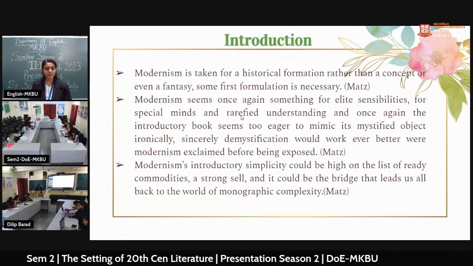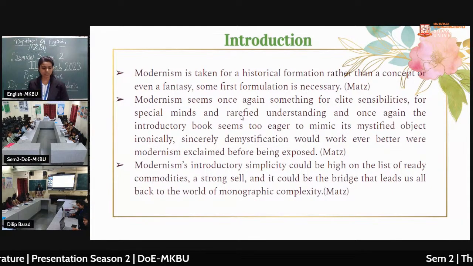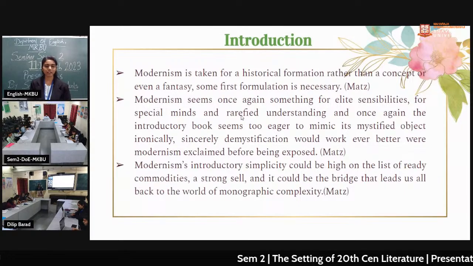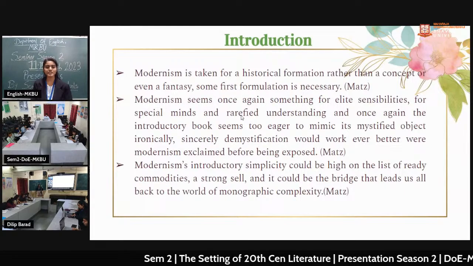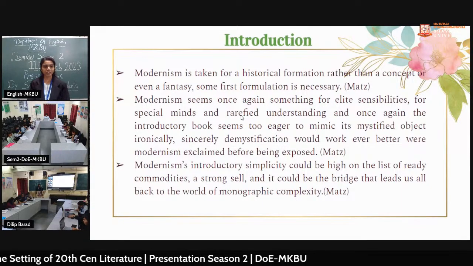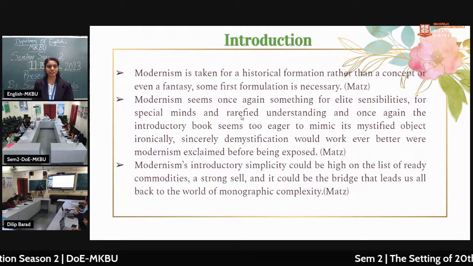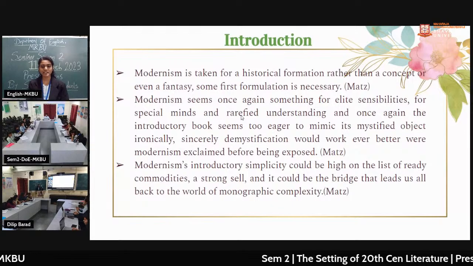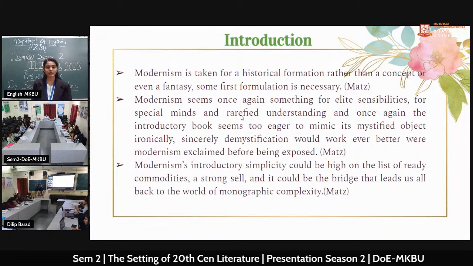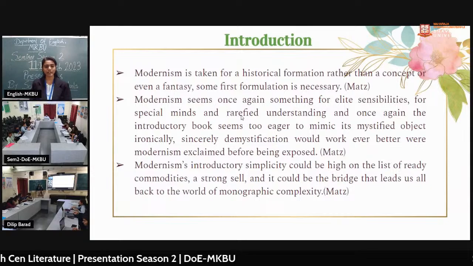Introduction. Modernism is a literary movement which started in the late 19th and early 20th century. Modernism is taken for historical information rather than a concept or even a fantasy. Some first formulation is necessary. Modernism seems once again something for elite sensibilities, for special minds and rarefied understanding, and once again the introductory book seems too eager to mimic its mystified object.